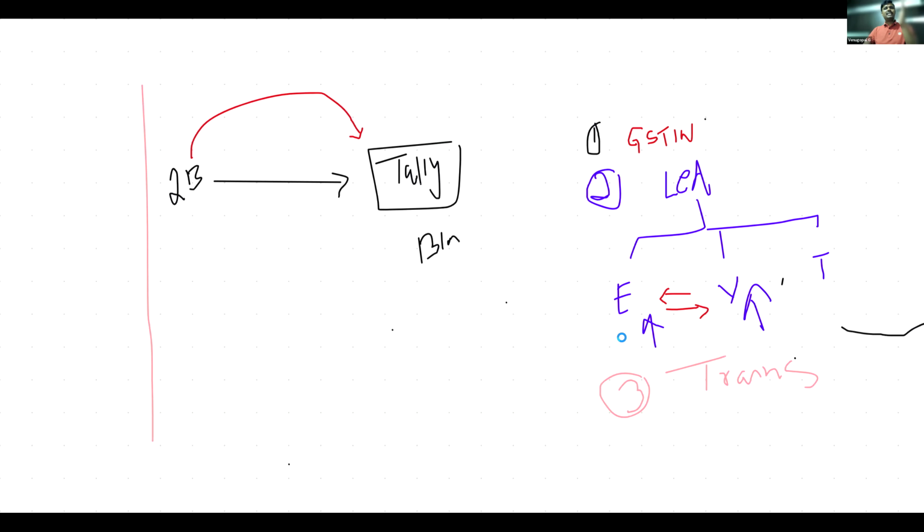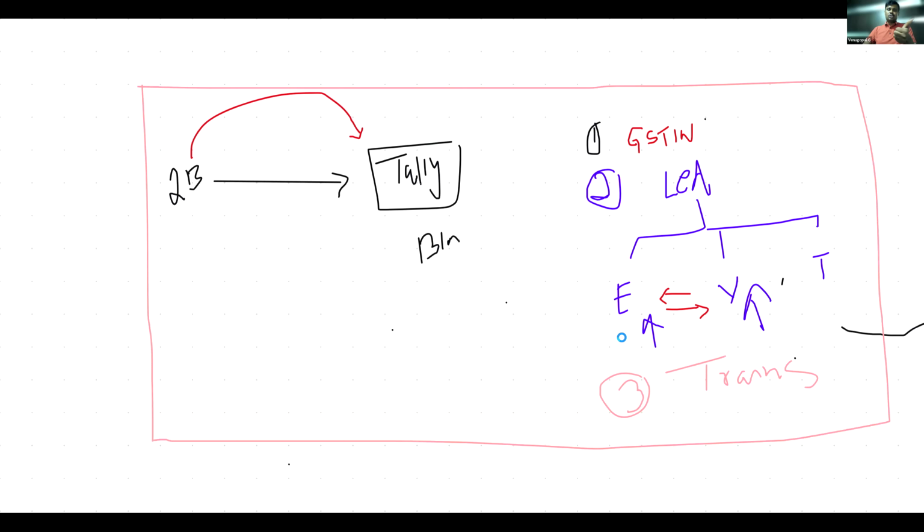We will explain this step by step. So I've shown you how to download the JSON file. Leaving that portion, we will take up everything fresh from a blank Tally. We will start where there are no vouchers, nothing. We will start with that.